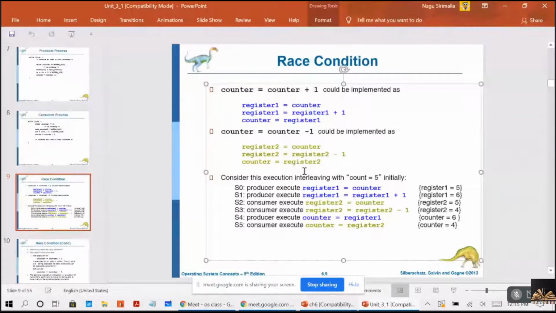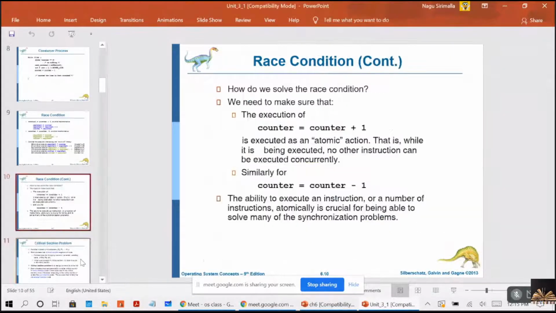So what is this race condition? Race condition is when several processes access and manipulate the same data concurrently, and the outcome of the execution depends on the particular order in which the access takes place. Right? You are getting me? That is called a race condition.